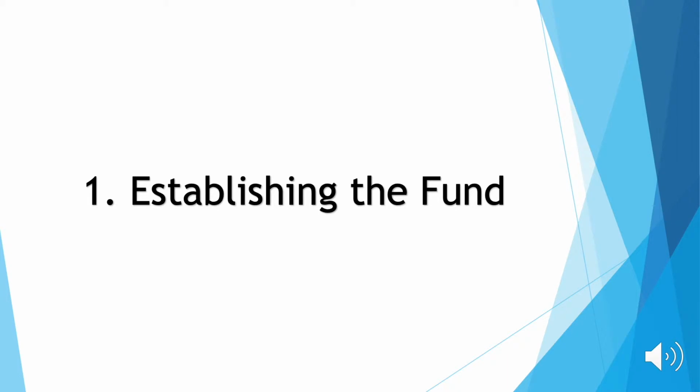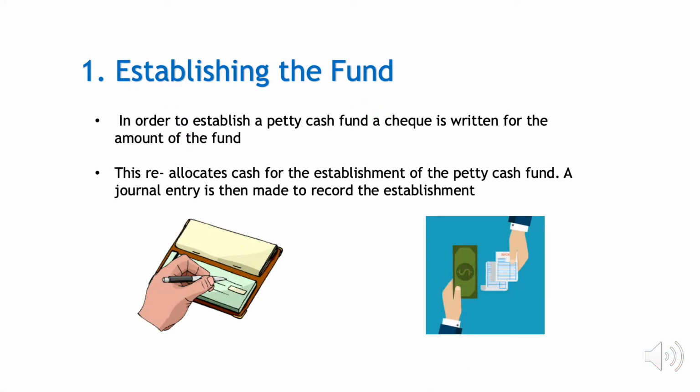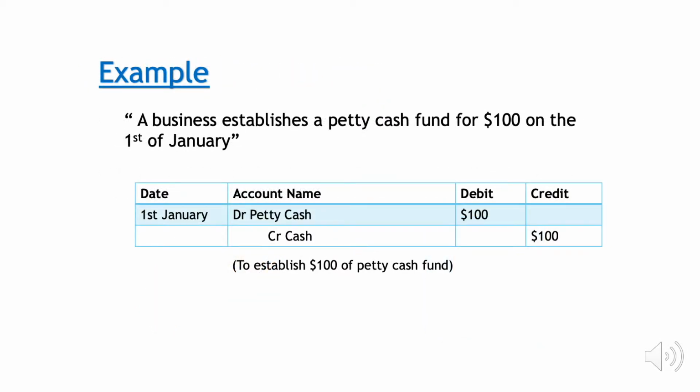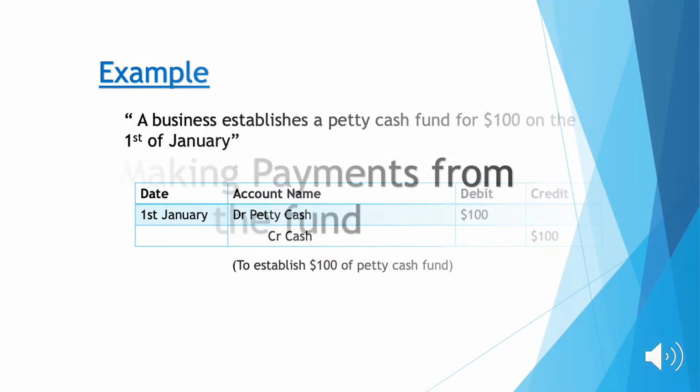Establishing the fund. In order to establish a petty cash fund, a check is written for the amount of the fund. This reallocates the cash for the establishment of the petty cash fund. A journal entry is then made to record the establishment. For example, a business establishes a petty cash fund for $100 on the 1st of January. This debits petty cash for $100 and credits cash for $100 to establish $100 of petty cash fund.